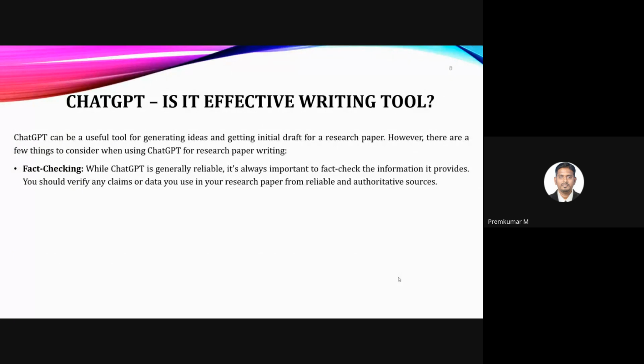As everyone knows, ChatGPT is trained on a lot of internet resources. Whatever papers are there online, the ChatGPT algorithms are trained with the help of that data. So when it generates some data, there may be a chance of giving wrong information about a particular question. As a researcher, you have to do the fact checking. When the information is generated by ChatGPT, you have to check whether it is valid or not, and then take it forward.